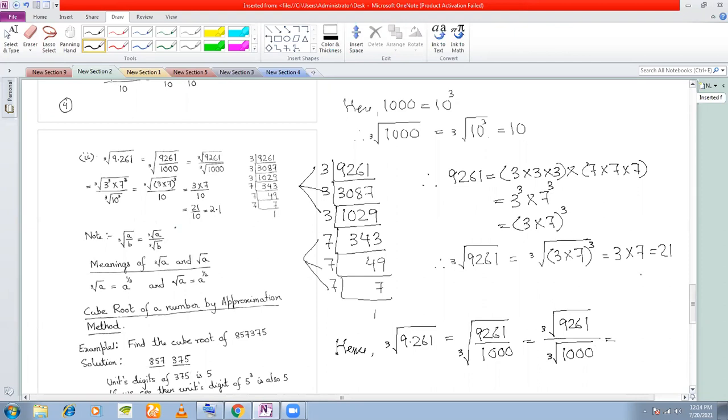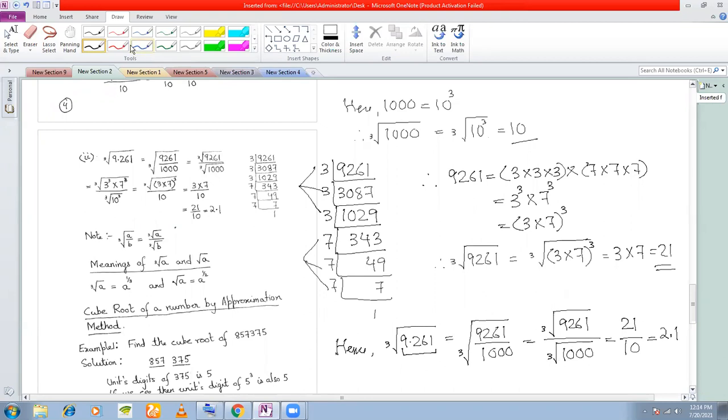So cube root of 9261 we have found out here as 21, and cube root of 1000 is 10. Since the number under the radical is given to us in terms of decimal, you convert 21 by 10 to decimal by shifting one place to the left, you get 2.1. Clear with everyone?